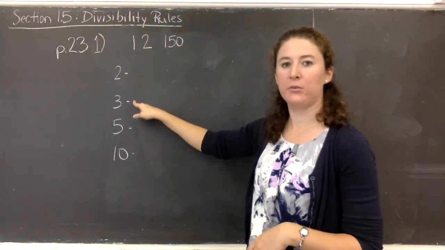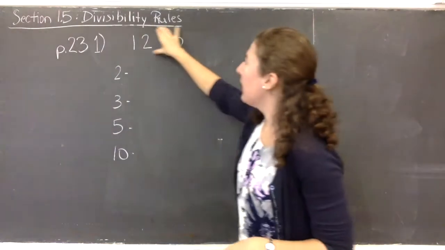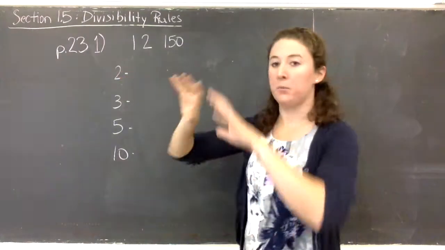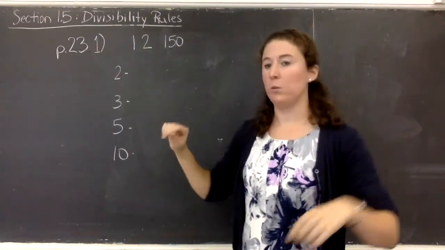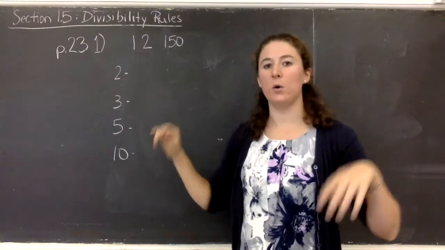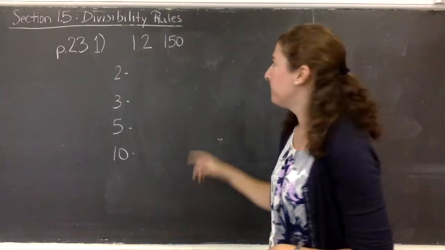Is it divisible by 3? Is it divisible by 5? Is it divisible by 10? So I want to know, can 12,150 be broken up into 2 equal parts? Can it be broken up into 3 equal parts? Can it be broken up into 5 equal parts and 10 equal parts? And then if so, how many can we have?